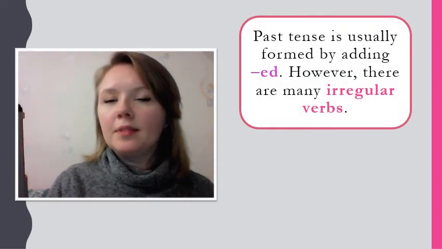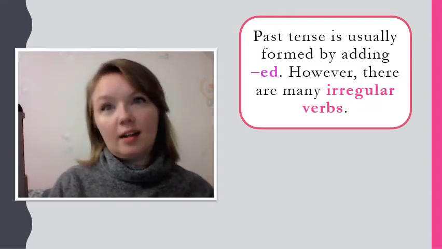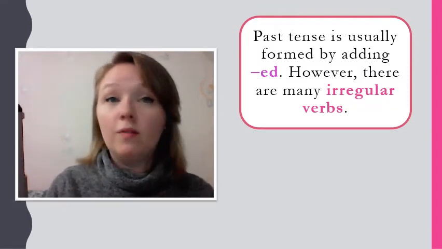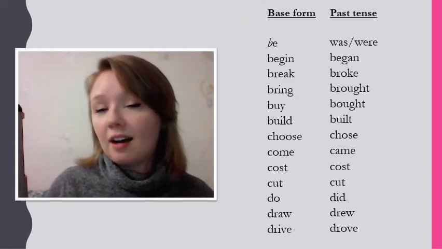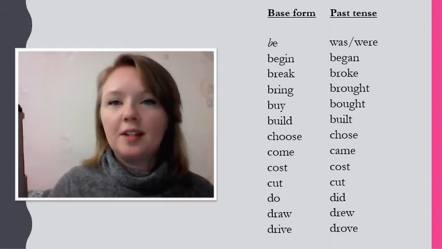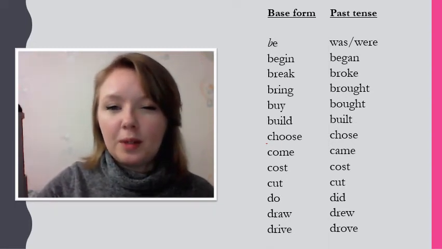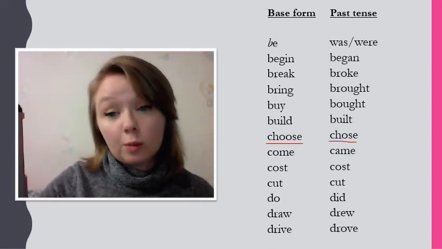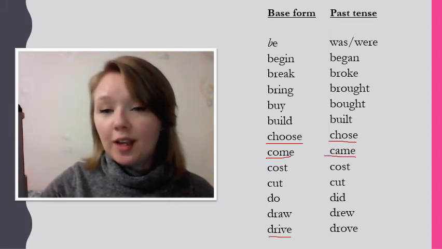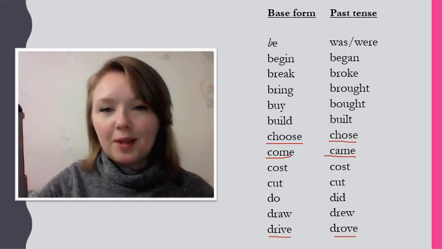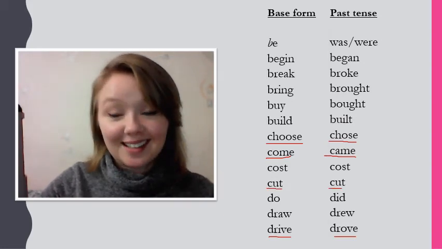So, as I said, the past tense is usually made by just adding ed, but there are a lot of irregular, not normal verbs in English. So here is a list of some of the most common and easily confused irregular verbs. Some that are especially tricky, it would be a word like choose, which would become chose. Come, came, drive, and drove. And sometimes we have those wonderful words that just don't change at all, like cut and cut.